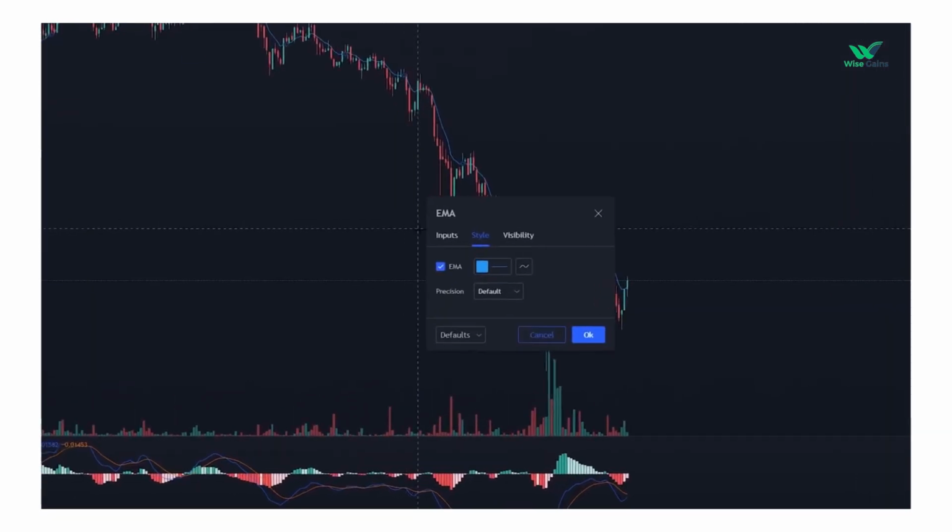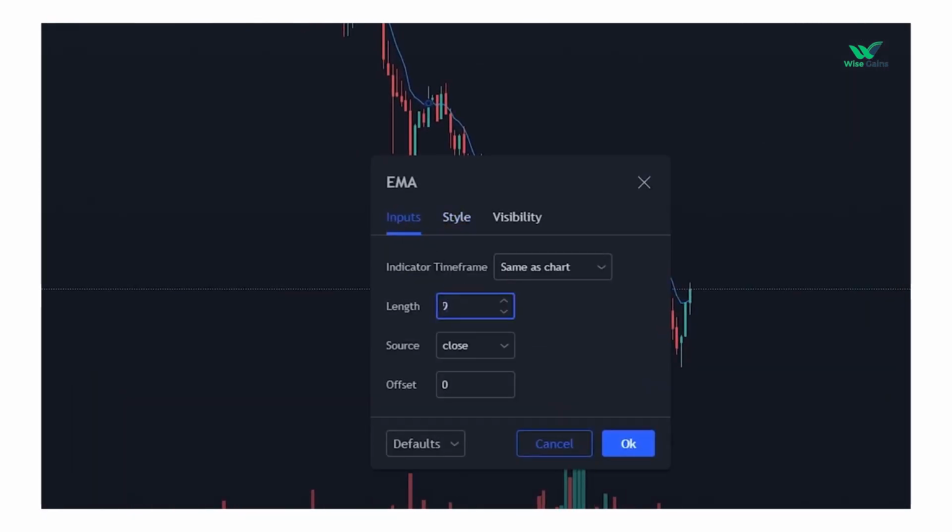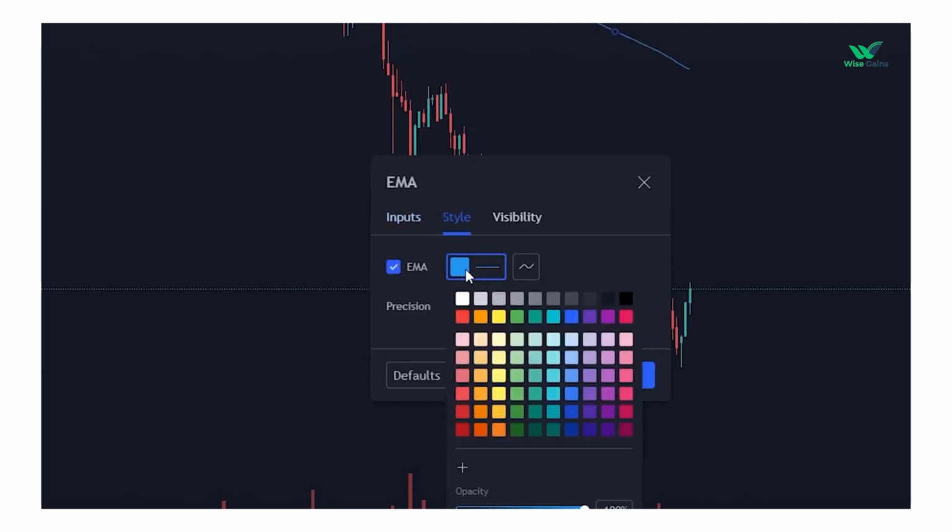Step 3. Go to Inputs, change the length to 200, which is going to make it a 200 exponential moving average. Step 4. Then move to Style. I like to style it in red, but you can make it whatever you wish.